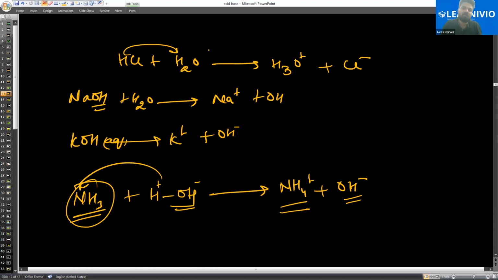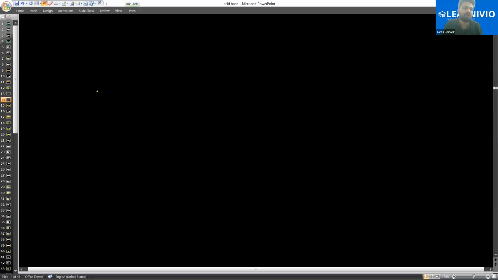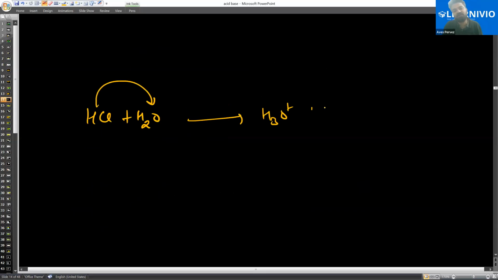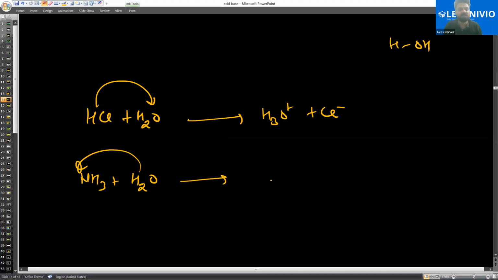What does an acid normally do? For example, if I have HCl and add it to water, HCl will give H plus ion to the water and form H3O positive and Cl minus ion. But what is ammonia doing? Ammonia is doing the reverse. It is accepting the H plus ion from water, which I'm writing here as HOH. So when it accepts the H plus ion of water, it will form NH4 positive and OH negative. It is doing the reverse, the opposite.